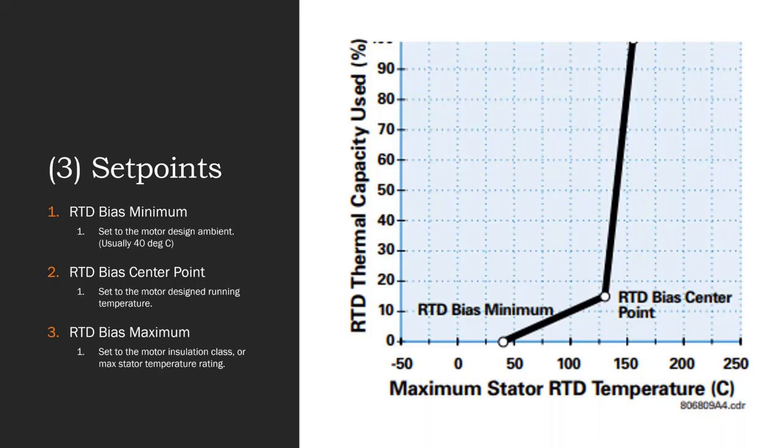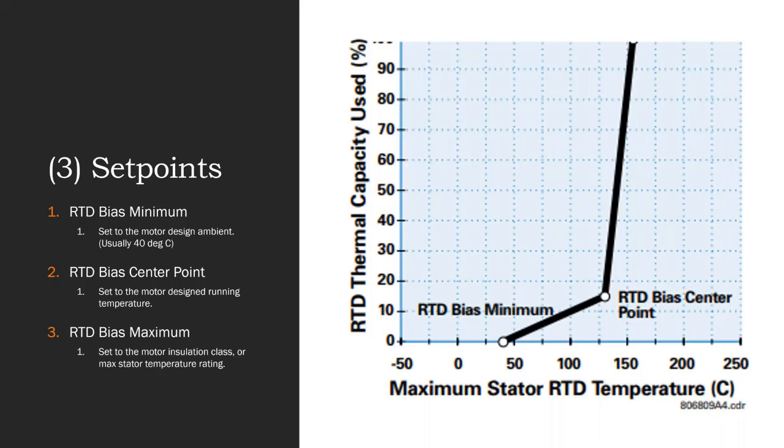Okay. You'll notice on our chart that 40 degrees C corresponds to an RTD thermal capacity used of 0. So what this tells us is if the RTDs read 40 degrees C, it's going to force the RTD thermal capacity used to 0.